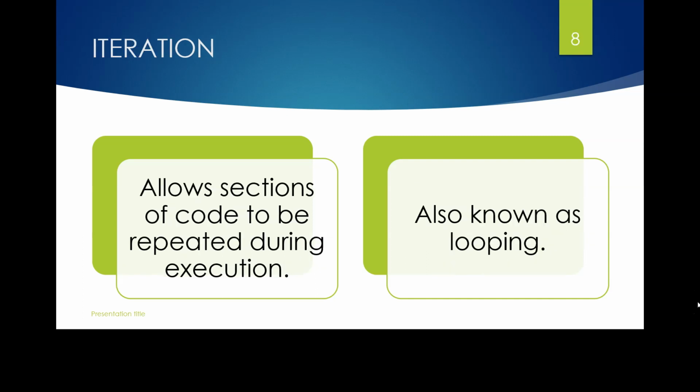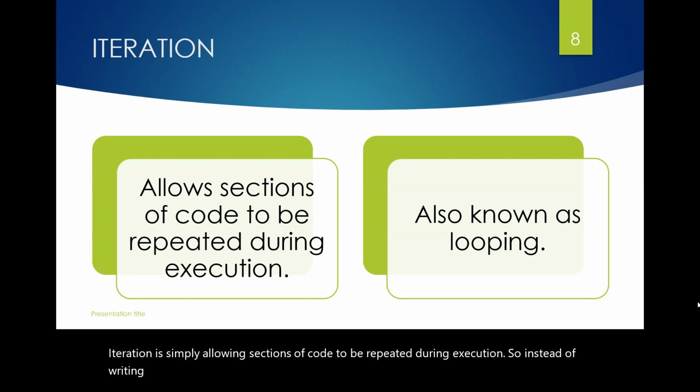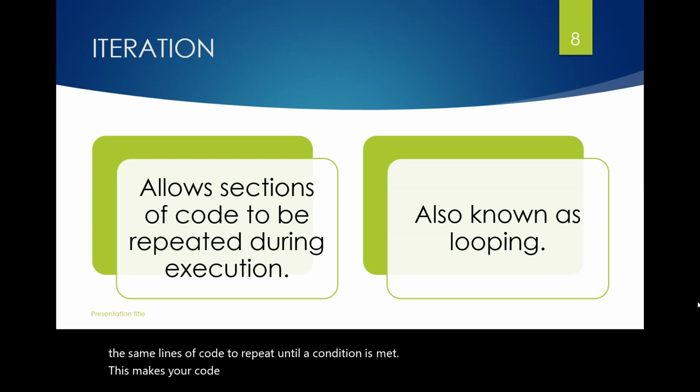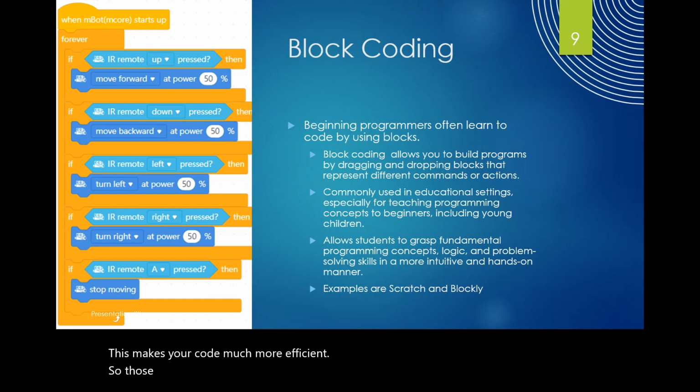Iteration is simply allowing sections of code to be repeated during execution. So instead of writing the same code over and over, you can create something called a loop that will allow the same lines of code to repeat until a condition is met. This makes your code much more efficient. So those are the three coding constructs for beginners.